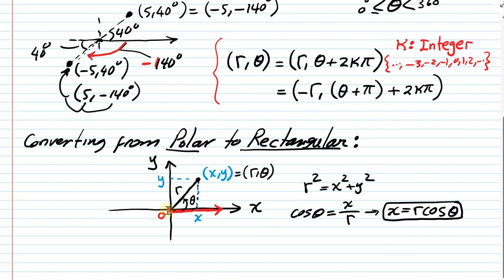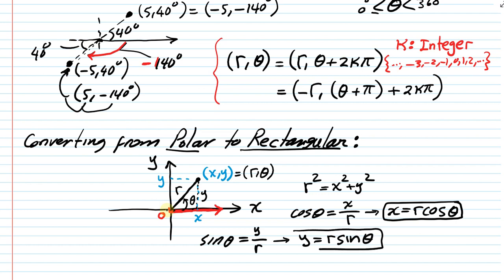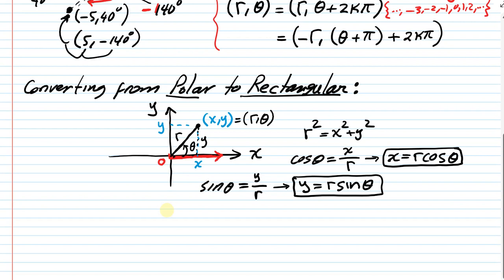Well, how are we going to find y? Sine theta is the ratio of opposite to hypotenuse in a right triangle. So it's going to be y over r. And from this, we get y is equal to r sine theta. True? And there we have it. So this is how we find x and y. And really, that's all we need, right? Because in rectangular, we only have x and y.